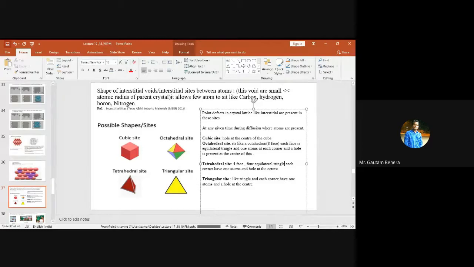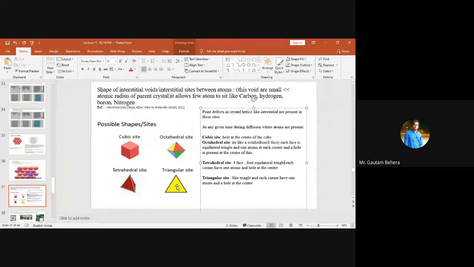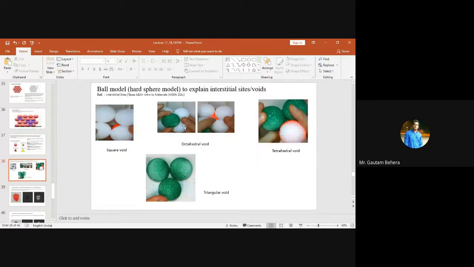So these are the 4 shapes of interstitial sites: triangular sites, tetrahedral sites, octahedral sites, and square sites, or cubic sites. Now with the help of ball models, which are hard sphere models, I'll show you different interstitial voids or sites. Just have a look.